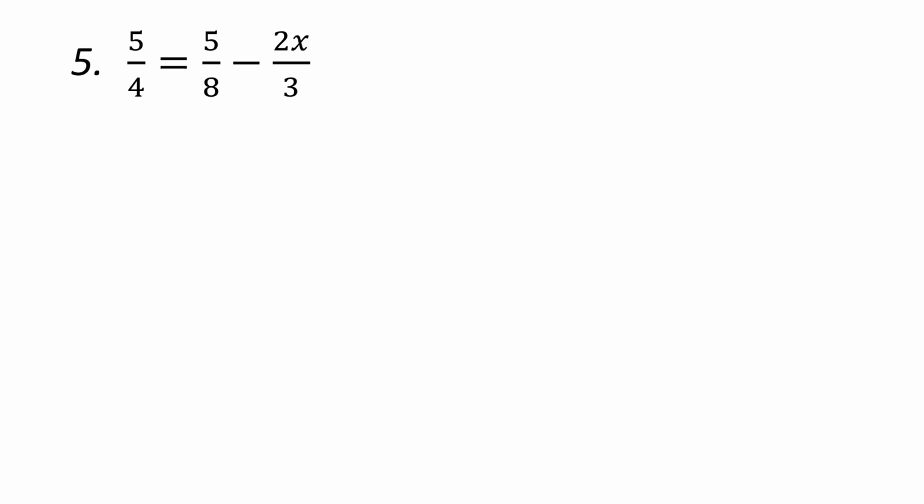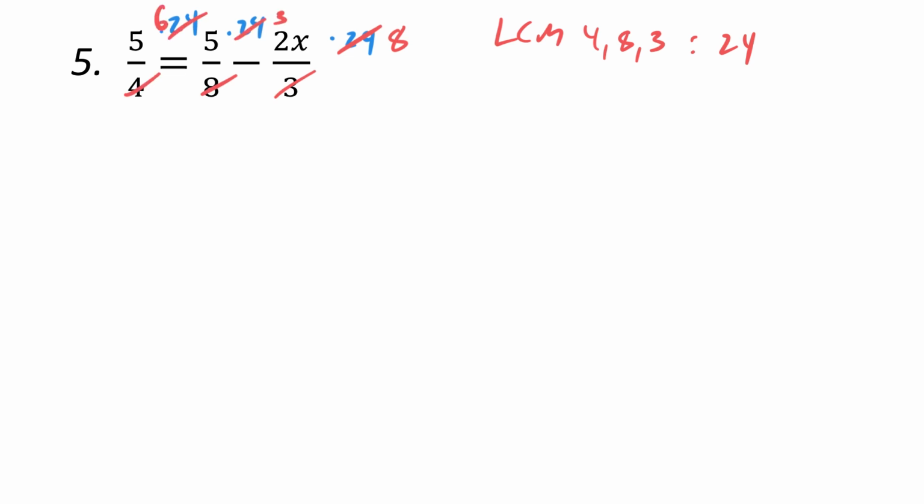Okay, even more fractions here, and I definitely want to get rid of those denominators. So I'm going to multiply everything by the lowest common multiple of 4 and 8 and 3. So if you think about it, 8 is a multiple of 4, so that's already good. 8 times 3 will be 24. So let's multiply everything by 24. Each term gets multiplied by 24. Now, the reason I'm doing that is 3 and 24 can simplify to 8. 8 and 24 simplify to 3. 4 and 24 simplify to 6.